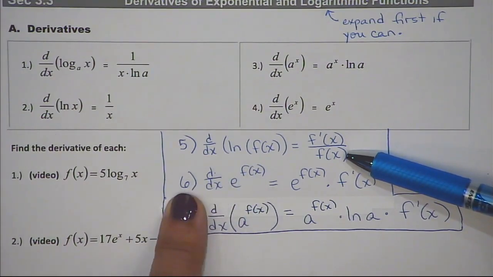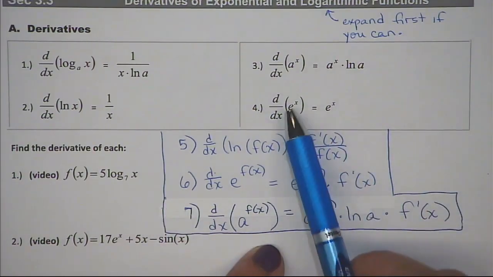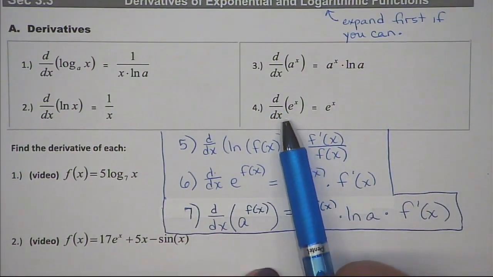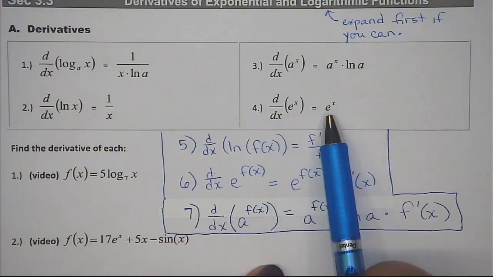Okay, number 6 is the extension of number 4. So number 4 says the derivative of e to the x, just plain old e to the x, is e to the x. Can't get much easier than that. So the derivative of e to the x is e to the x.